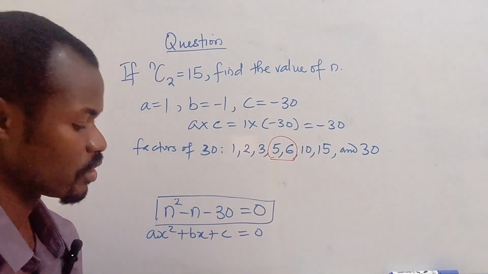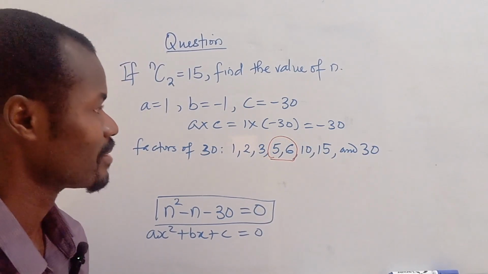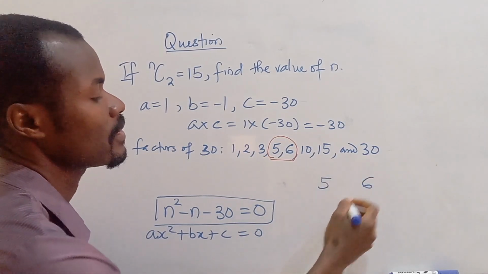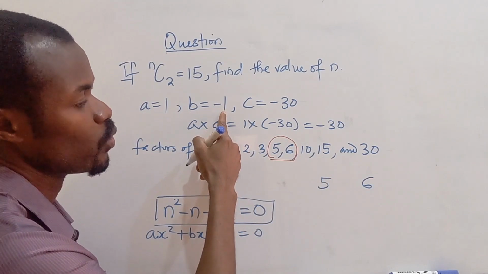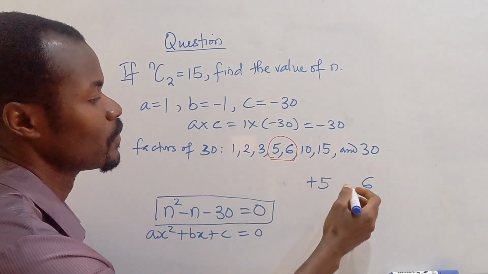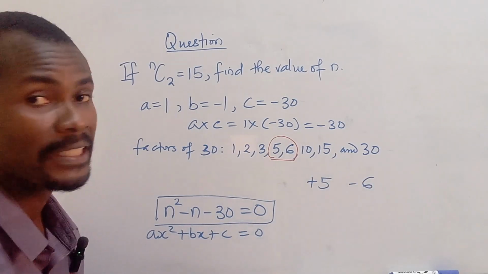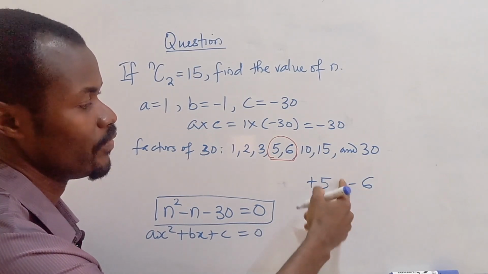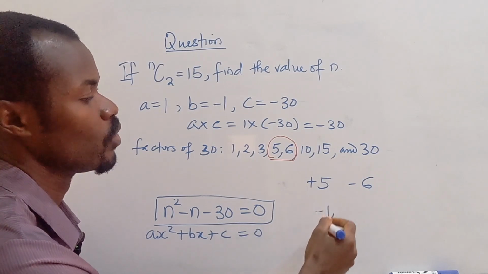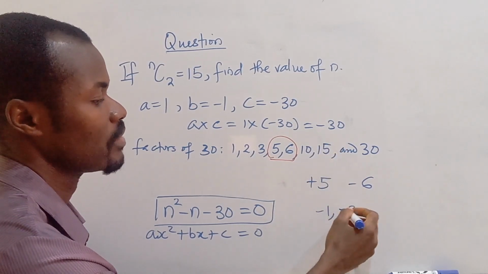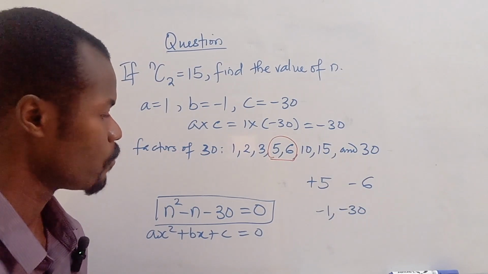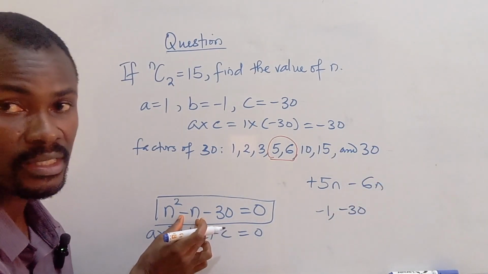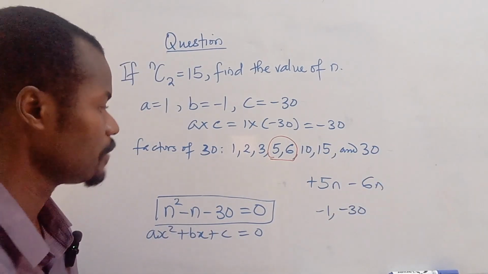We just need to add the plus or minus sign. We have 5 and 6. Since we have minus 1, I want to have this as plus 5 and minus 6. Now plus 5 and minus 6, if you sum them, it's going to give us minus 1. If you multiply them, it's going to give us minus 30. So all we need to do is put n here and n here and replace it with this. Let's do that quickly.